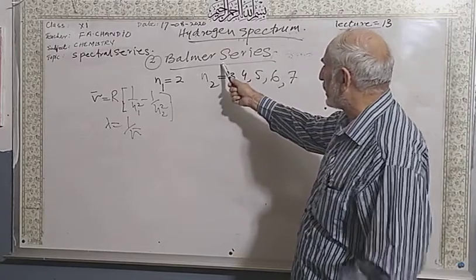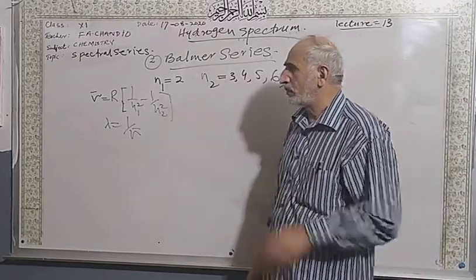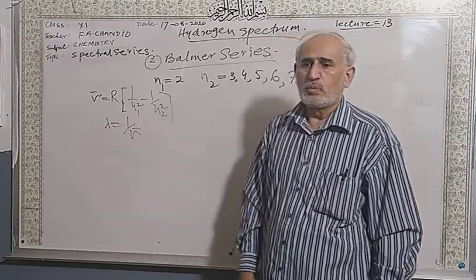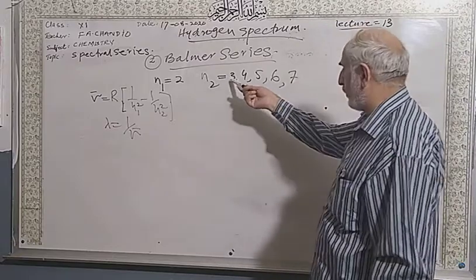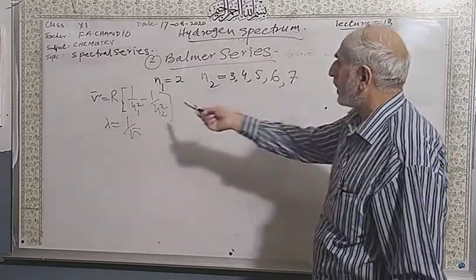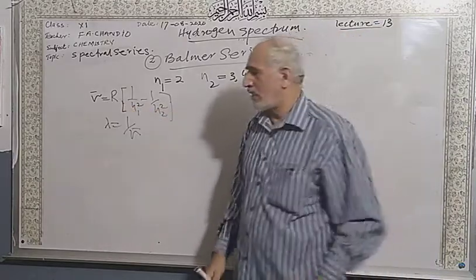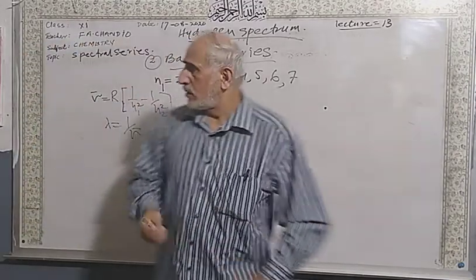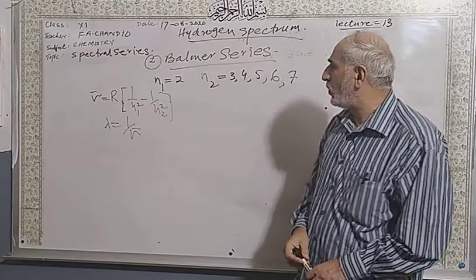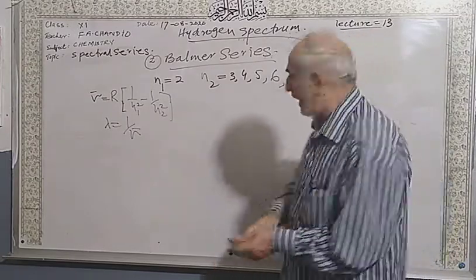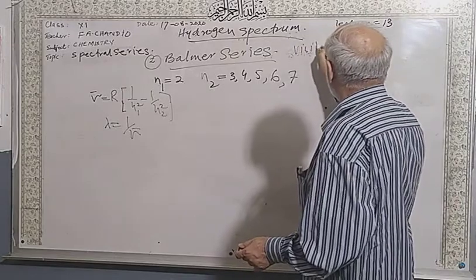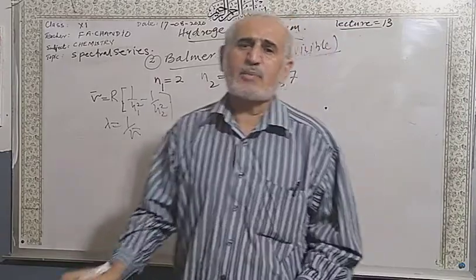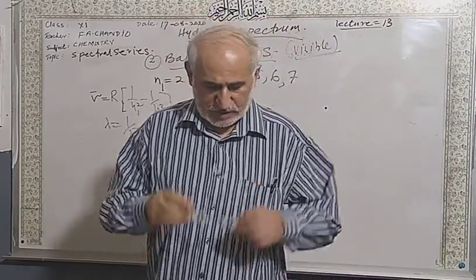If I am going to use the Balmer series, n1 must be 2 for the Balmer series, and n2 for the first line is 3, 4, 5, 6. Calculate the wave number, put the value of R, which is a constant, and calculate the wave number, then you have to convert into wavelength. This Balmer series lies in the visible spectrum, means you can see this spectrum. This is the visible spectrum for the Balmer series.